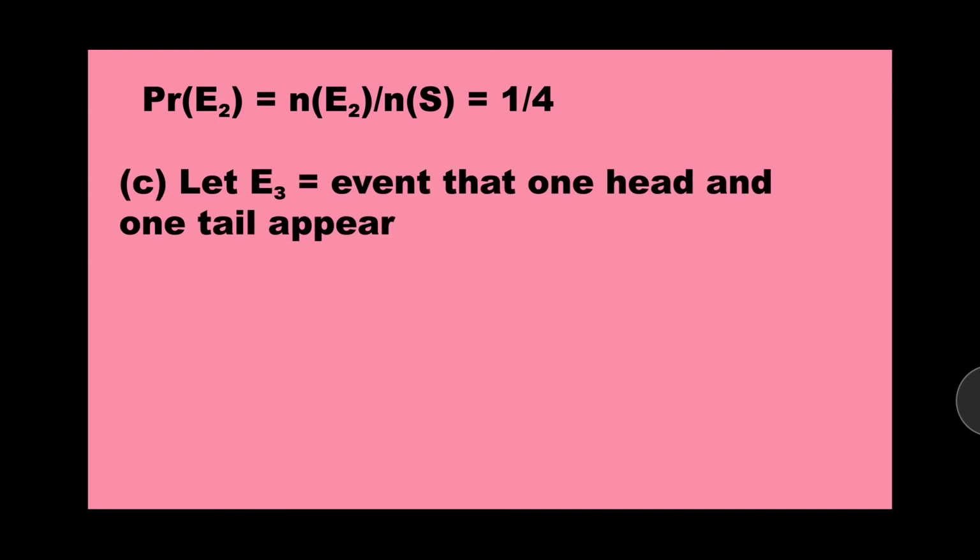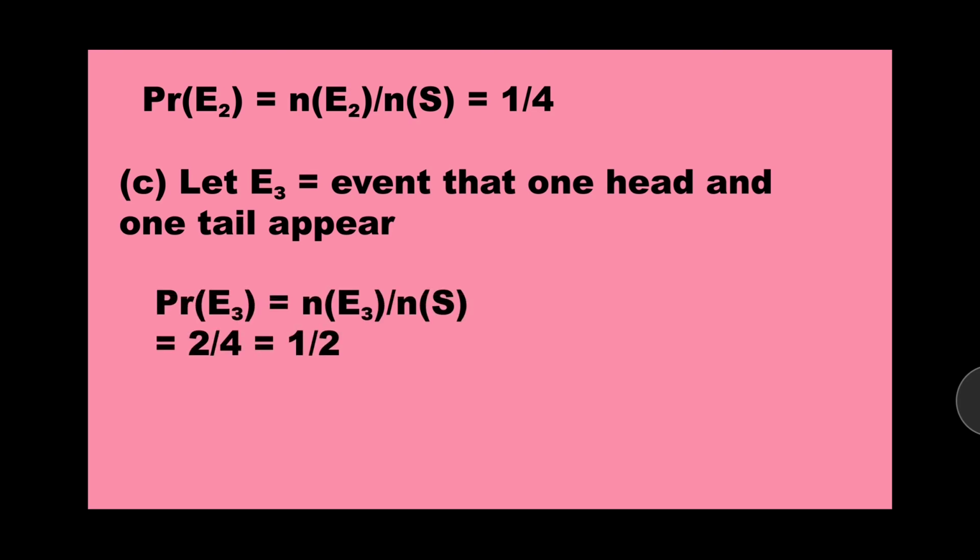Good. And the last part, what's the probability that one head and one tail appear? Remember, we have a head tail and we also have a tail head. So we have two places where we have one head and one tail. So we have 2 over 4. Remember, 4 is our sample space and 2 over 4 is the same thing as 1 over 2. So our answer there is equal to 1 over 2.